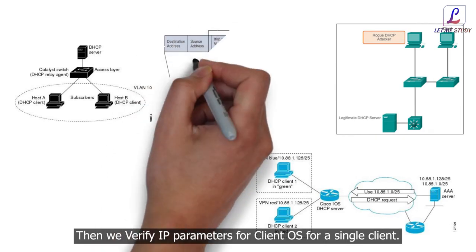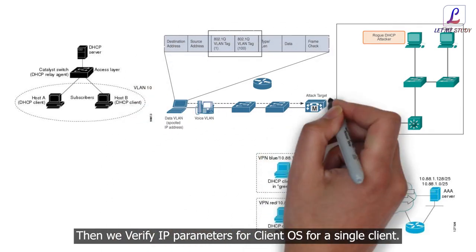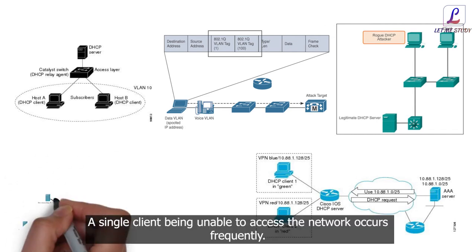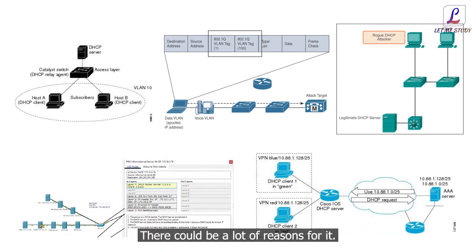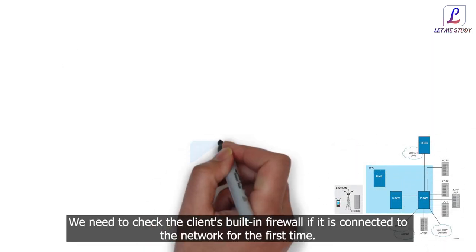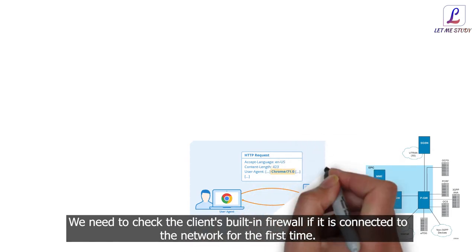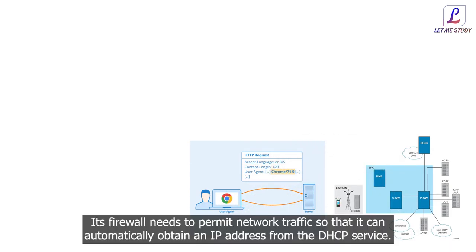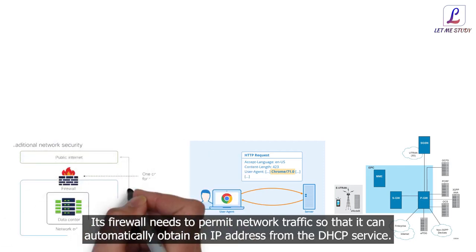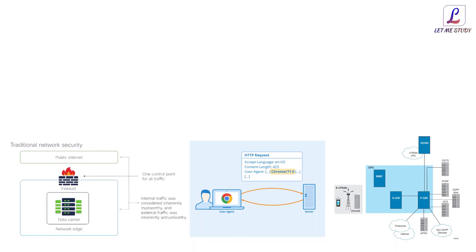Then we verify IP parameters for client OS for a single client. A single client being unable to access the network occurs frequently. There could be a lot of reasons for it. We need to check the client's built-in firewall if it is connected to the network for the first time. Its firewall needs to permit network traffic so that it can automatically obtain an IP address from the DHCP service.